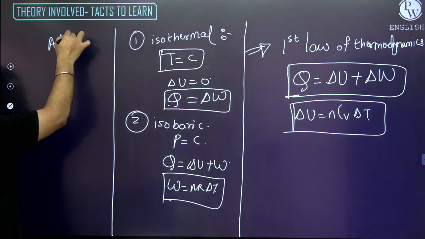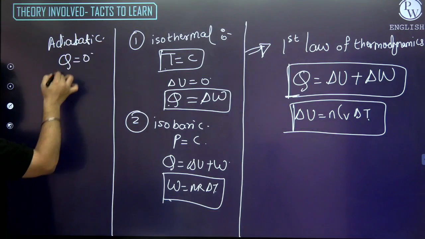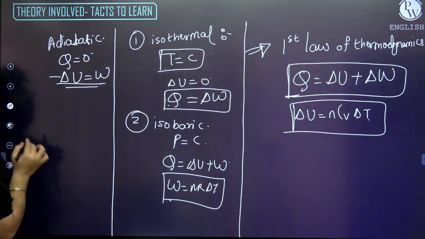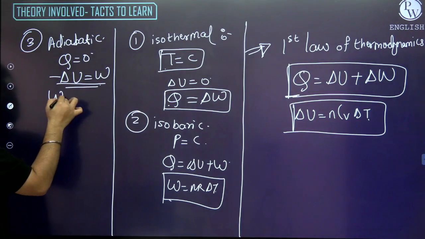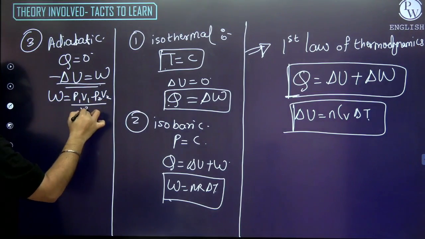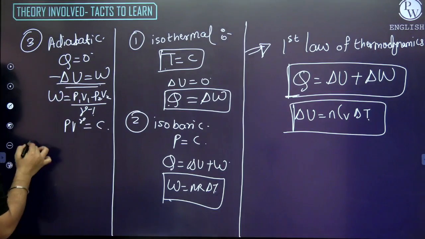Adiabatic, net heat flow is 0. It means that whatever amount of the negative delta W, it is only the work done by the system. This is the third process, adiabatic, and here work done is given as P1 V1 minus P2 V2, whole divided by gamma minus 1. Equation of the adiabatic process is PV raised to gamma is equal to constant.